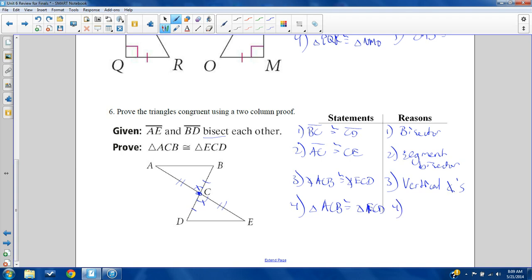Because of what? What do we have? We got side, angle, side. Side, angle, side. So side, angle, side congruency conjecture right there. Okay.